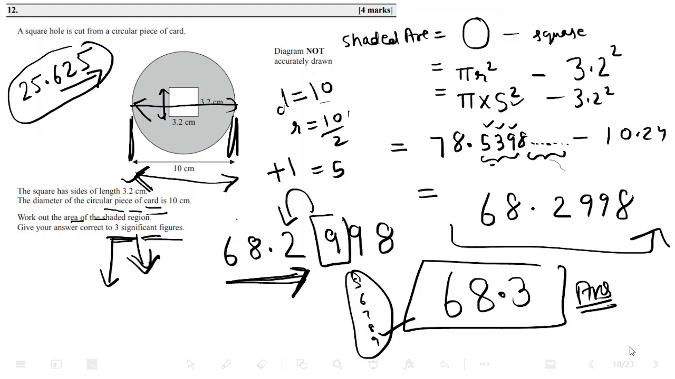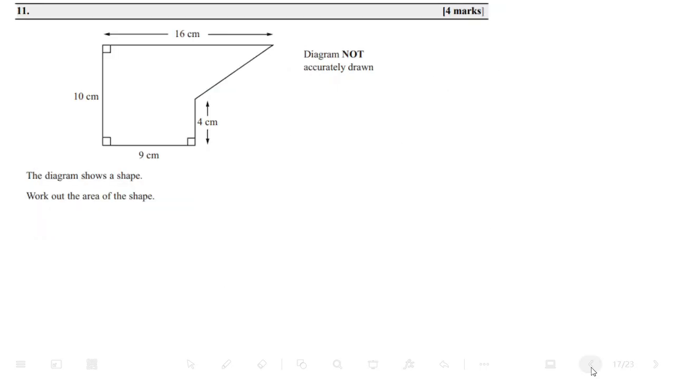So can we go to the next question? Okay, we are coming to question number 11. It is very, very easy. Even if I asked you to do this, you can do it easily. In this question, they are asking: work out the area of this shape. This question is very, very important.